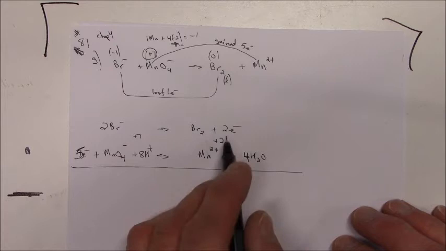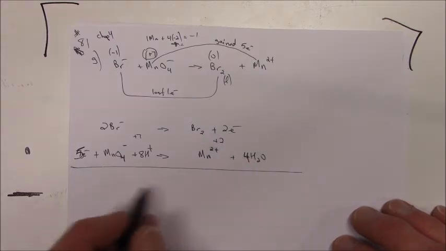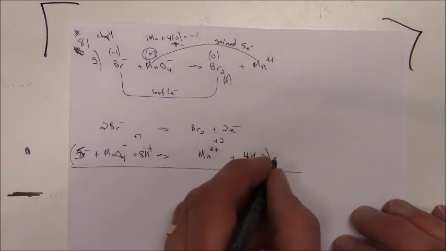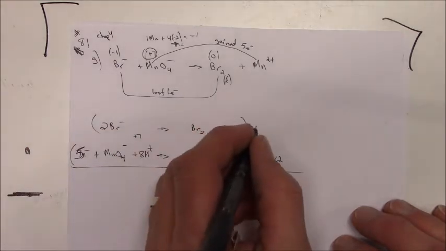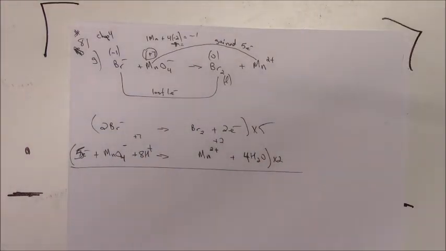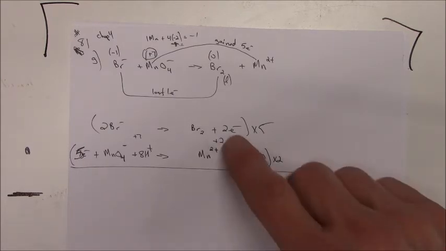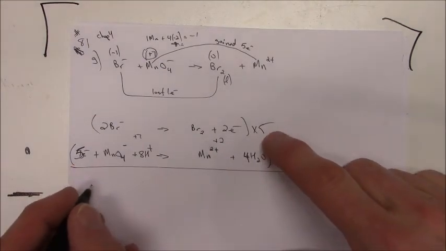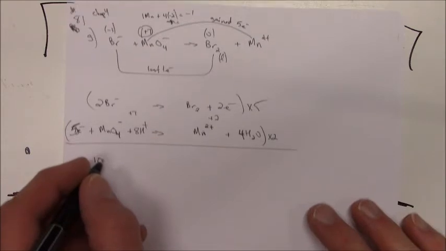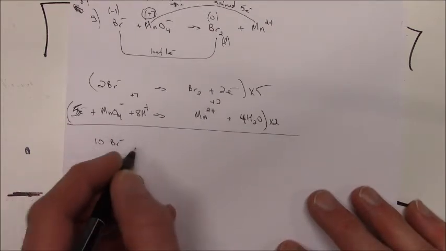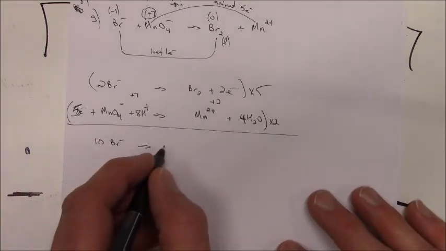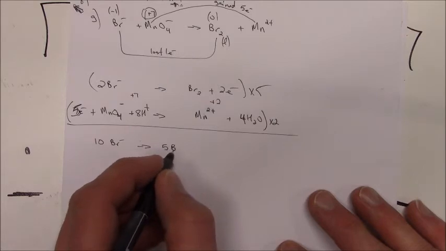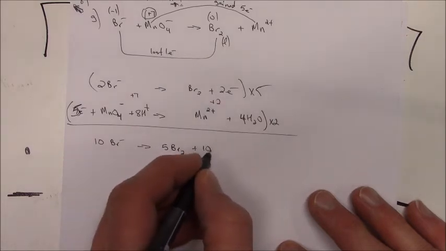So this is 2 electron transfer, this is 5. You have to make it equal. So we're going to have to multiply this by 2. We're going to have to multiply this by 5. This is like the common denominator sort of effect going on. It's almost like you have a 2 and a 5 for your denominator. The common denominator is going to be 10. So this will be 10 bromines goes to 5 Br2s plus 10 electrons.